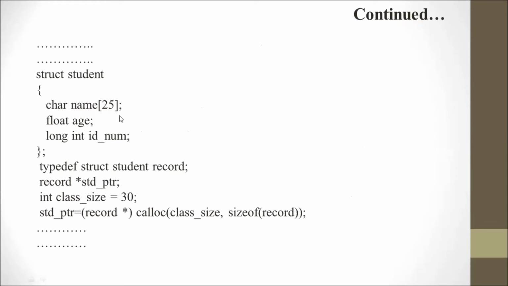This is an example. Here is a simple structure, and here we use typedef struct student record. Here we make a record student pointer, a pointer with the student class type, and int class size is equal to 30. Student pointer is equal to record pointer calloc class size of record. This will allocate the size of 30 records and assign it to the pointer. This statement shows how to allocate space using the calloc function.